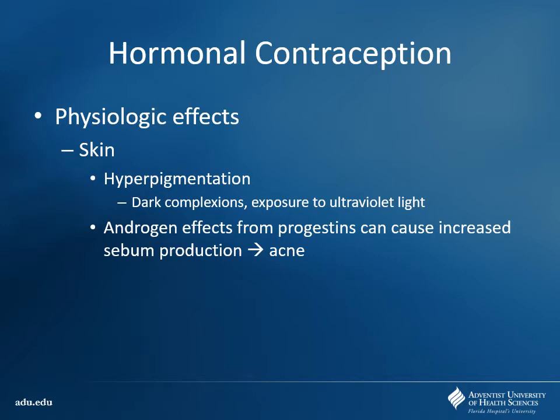Anyway, other things you can potentially see: you can see some hyperpigmentation. Typically, areas more exposed to ultraviolet light can have a little darkening of the skin. Some of this may be somewhat reversible, some of it may not be. It just depends on the case.